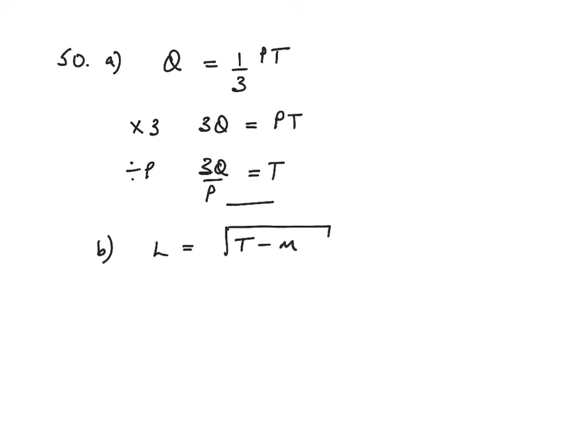Part B, we want to get the subject to be equal to t. We've got to square both sides. That's how you get rid of the square root. Then I'm going to add m to both sides. I can leave it like that, I suppose, or turn it round.